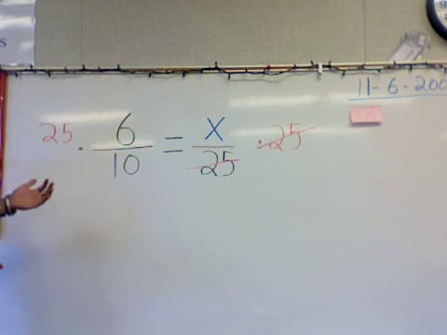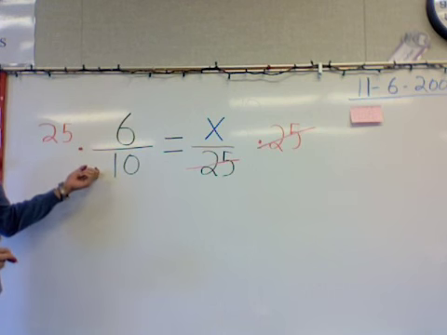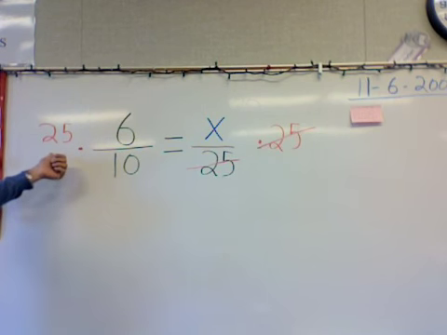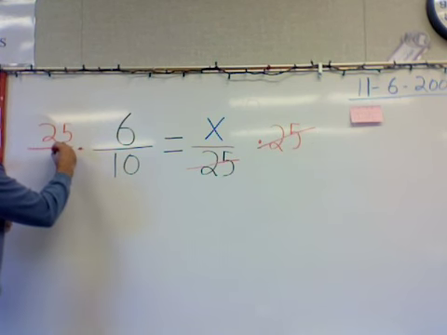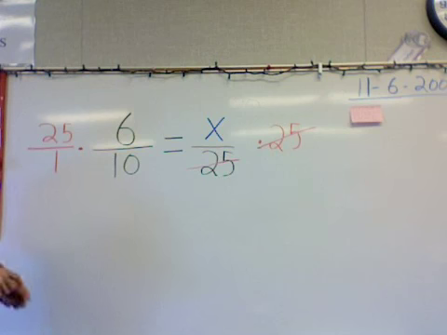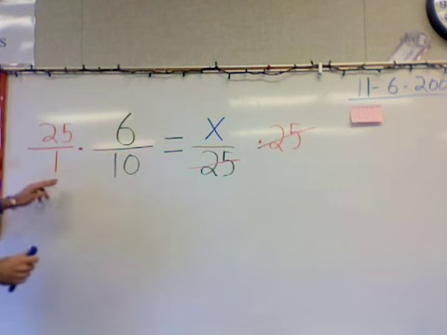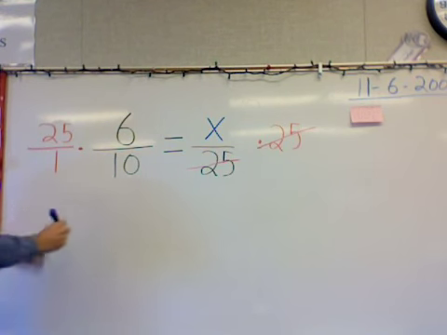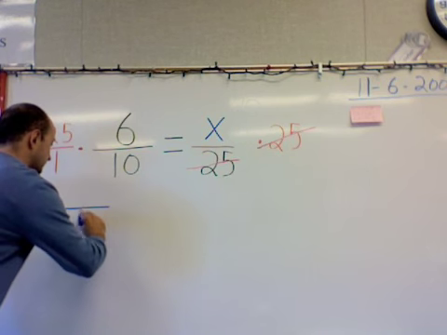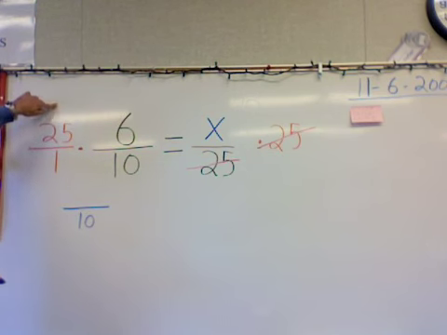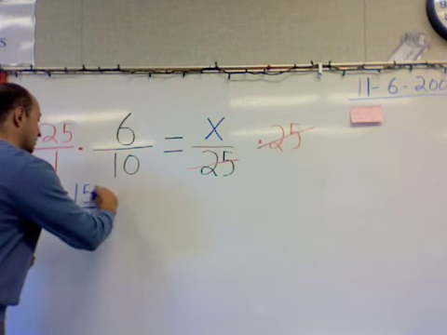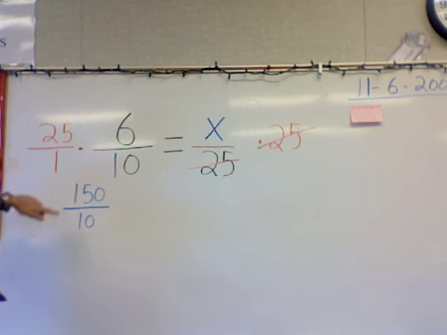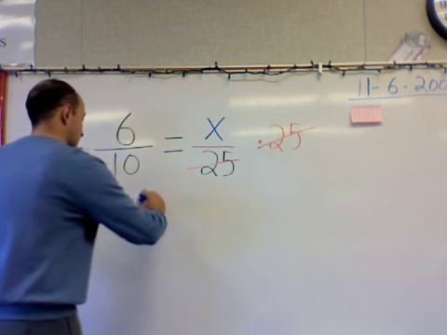by 25. And since this 6 over 10 is represented as a fraction, I'm going to turn this 25 into a fraction, and we know that's really easy to do because all we have to do is put our fraction bar and a 1 underneath it. And now we can solve this problem. We know 1 times 10 is 10. That was the easy part. Now all I have to do is take 25 and multiply by 6. If I work this out, 25 times 6, this happens to be 150. So now we know that 150 over 10 is equal to x.